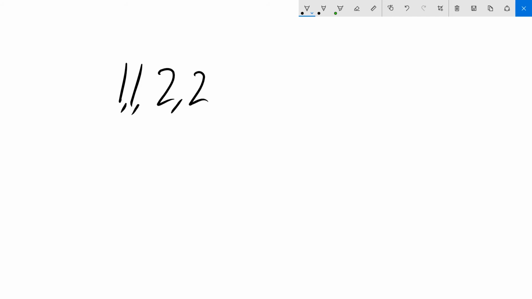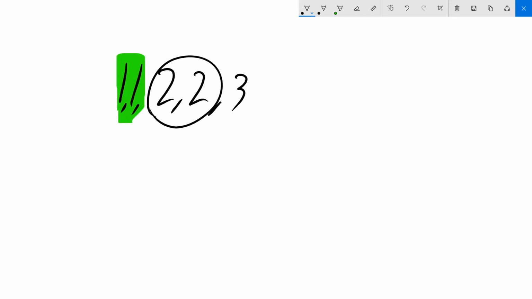Now if we had 1, 1, 2, 2, 3, what's the mode here? Both 1 and 2 appear twice. So we call this bimodal. And it basically just means that there's 2 different modes. So there's 2 modes in the dataset. So we can say that the dataset's bimodal, and the modes can be 1 or 2. Right?